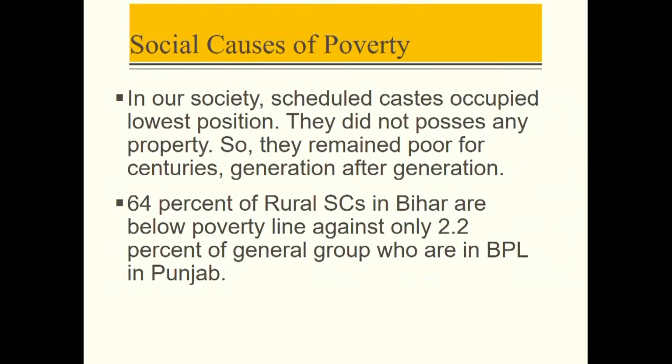What are the different causes of poverty? If you look at the social causes of poverty, you will find in our society, scheduled castes still occupy the lowest position. They remained in poverty, so they remain poor for centuries, generation after generation. If we make a comparison, we find that 64% of rural scheduled caste in Bihar are below the poverty line against 2.2% of the general group in Punjab. So there is a gap of more than 62% when you make a social comparison between rural SCs in Bihar and the general group population in Punjab.